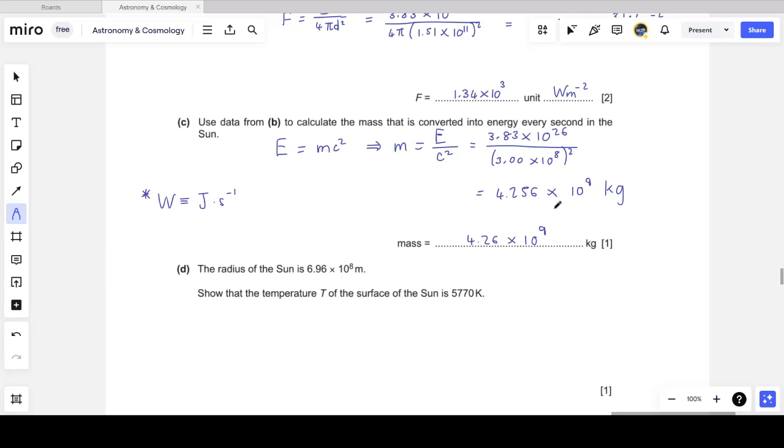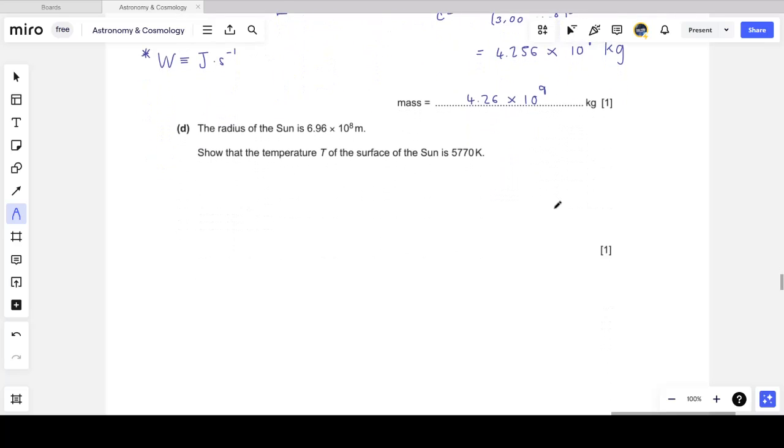That's a lot of hydrogen. If you wanted to recreate the energy that the sun is providing, you'd need 4.3 billion kgs of hydrogen. So quite a significant amount.